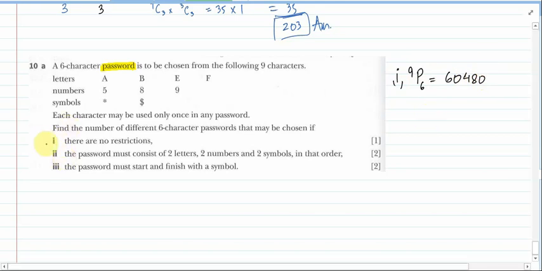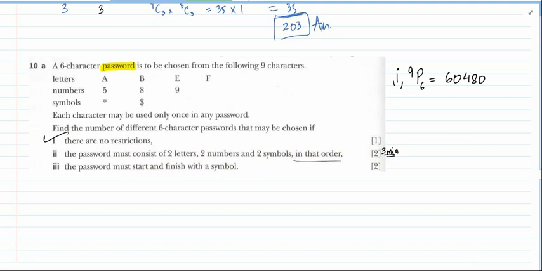After that, the password must consist of 2 letters, 2 numbers, 2 symbols in that order. So that is very important. You need to give it a try first, and for that part you have a time of, let's suppose, 3 minutes for part 2. Start.